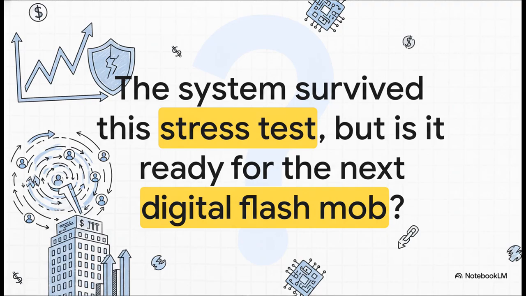So in the end, the system held together, but just barely. It bent, but it didn't completely break. And that leaves us with this huge lingering question. Our financial plumbing survived this one extreme stress test, but it showed us where all the weak spots are. Is it really ready for the next time millions of traders organize online in a digital flash mob to take on Wall Street? Honestly, I don't think anyone knows the answer to that.